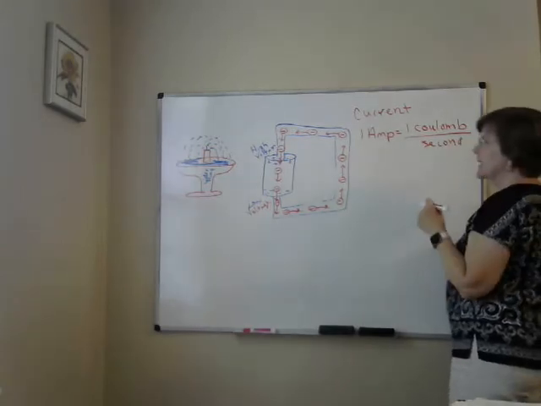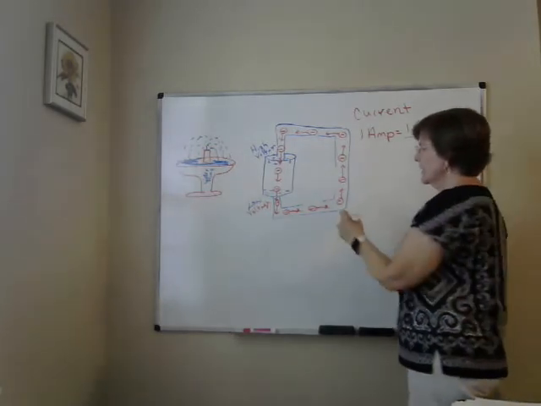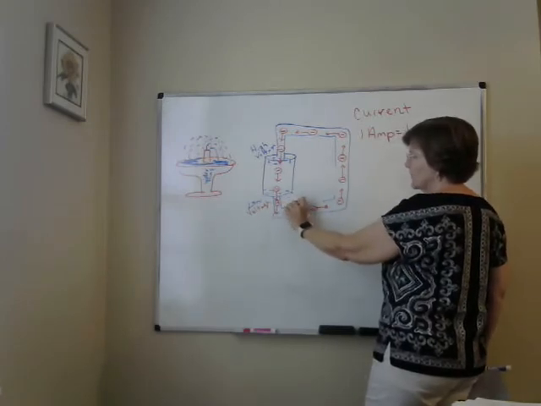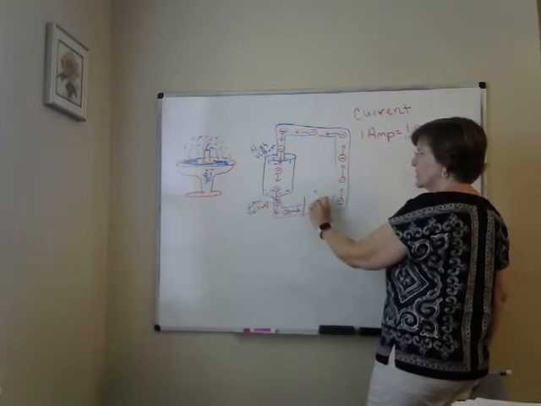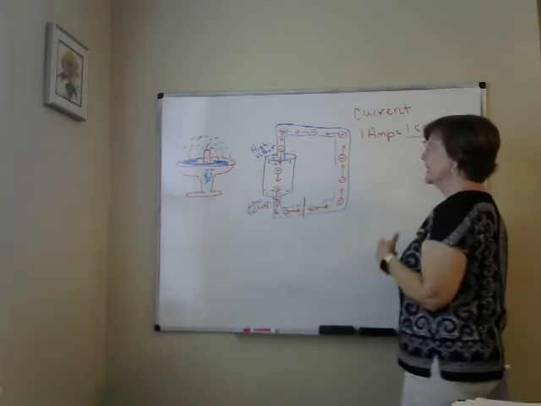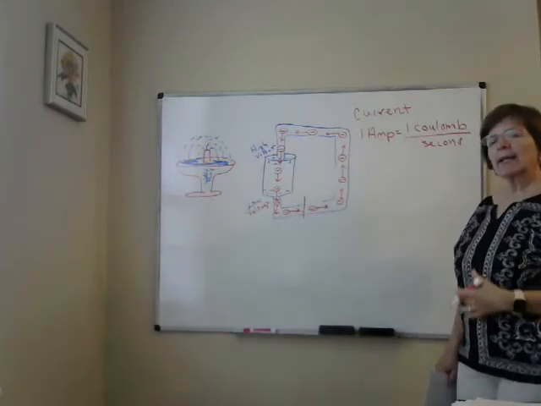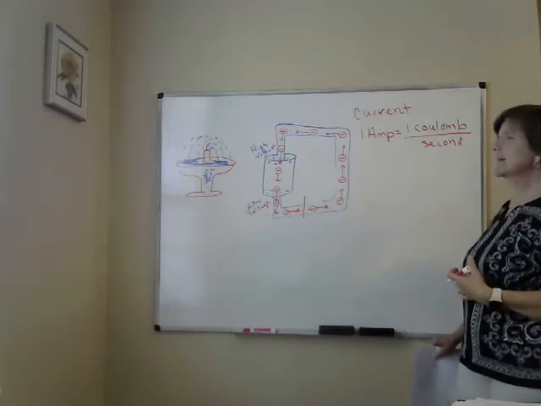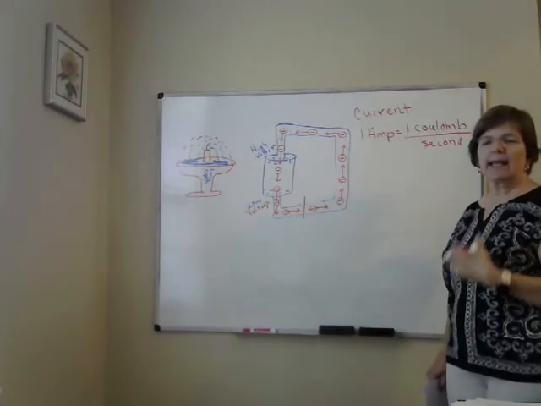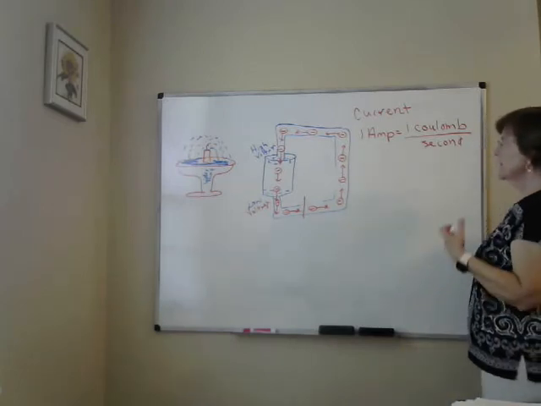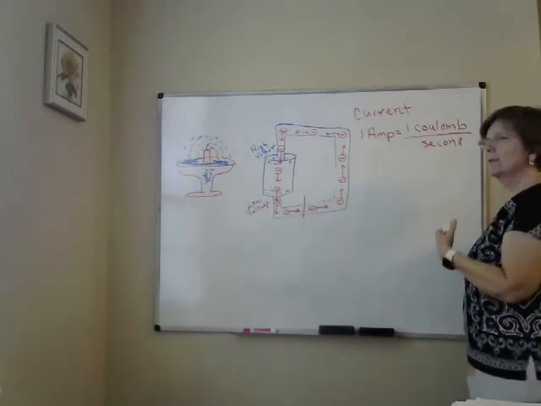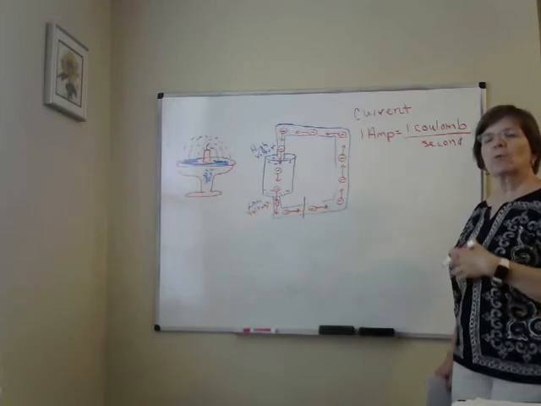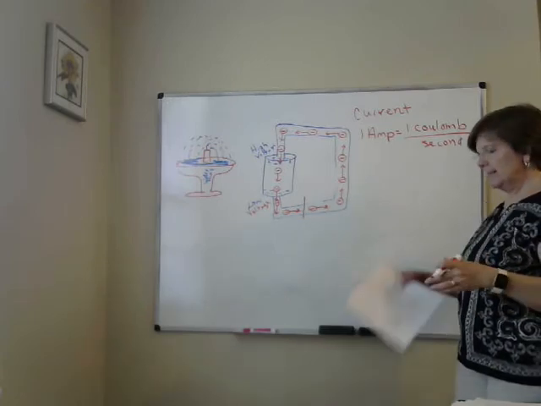So you can pick any place in this wire, any cross section. You can pick a point right here. And if I count the amount of coulombs, or the amount of charge in coulombs, that flows past that point in any second, that's going to tell me how many amps of current I have. So we measure current in amperes. We usually just say amps. And an amp means a current of a coulomb per second. If you've got 12 amps, you've got 12 coulombs every second flowing past that point.